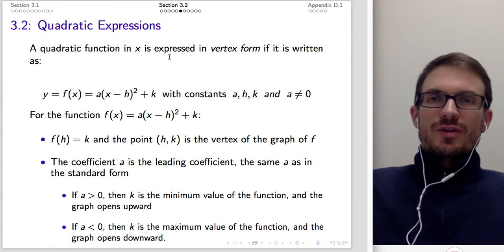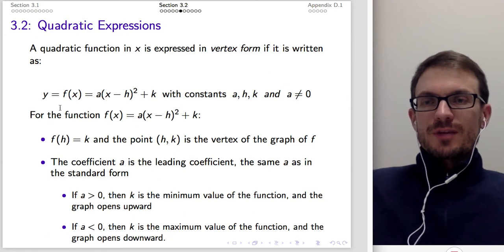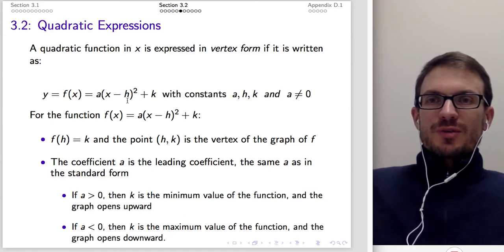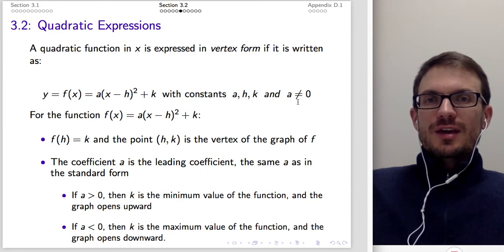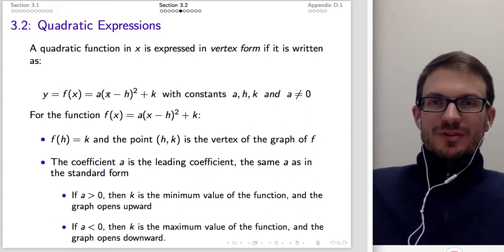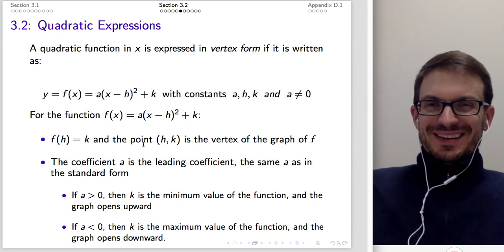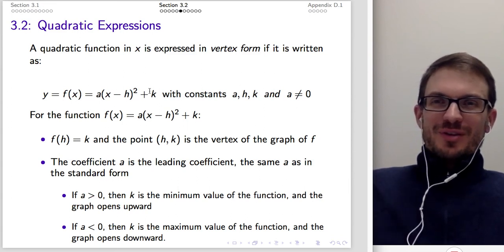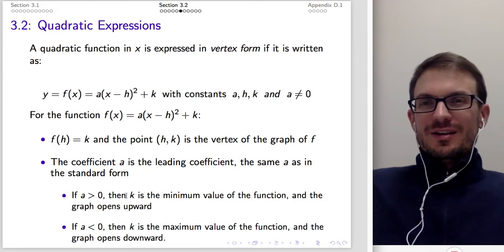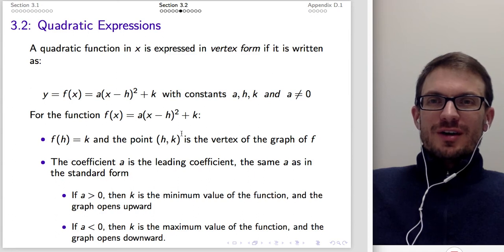So more generally, a quadratic function in x is expressed in vertex form if it can be written as y equals f of x equals a times the quantity x minus h squared plus k, with constants a, h, k, and a can't be 0. Why can't a be 0? The same reason as before. It makes this thing not work. Go see what happens. This drops out, and then we just have this whole thing is equal to k, right? So that's not as interesting. All right, f of h equals k, and the point (h, k) is the vertex of the graph of f.